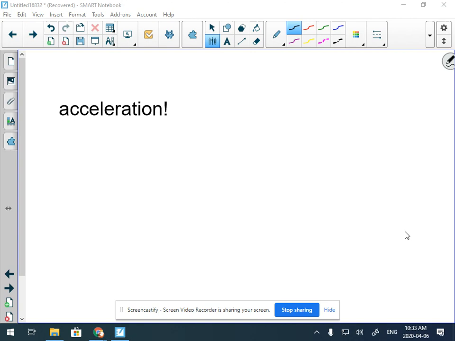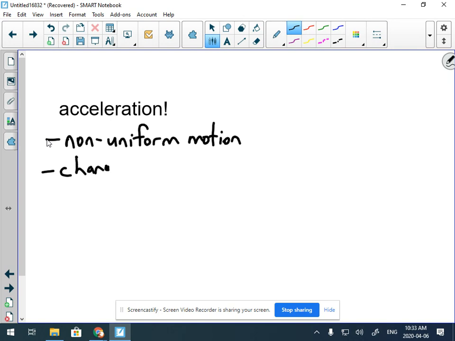Now, acceleration is non-uniform motion. It's the change in velocity over the change in time.